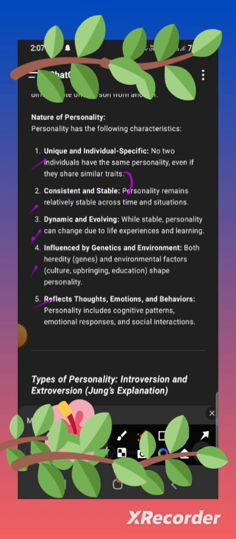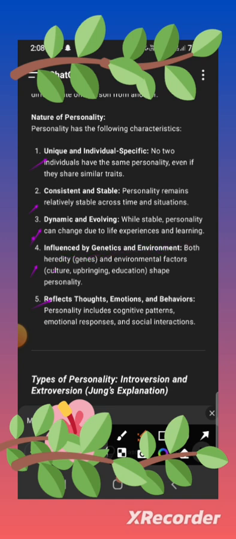Next, consistency and stable. Personality traits remain relatively stable over time. While people can change, their core characteristics often persist. Personality remains relatively stable across time and situation. Dynamic nature. Personality can evolve due to experiences, education, and personal growth. While stable, personality can change due to life experiences and learning.